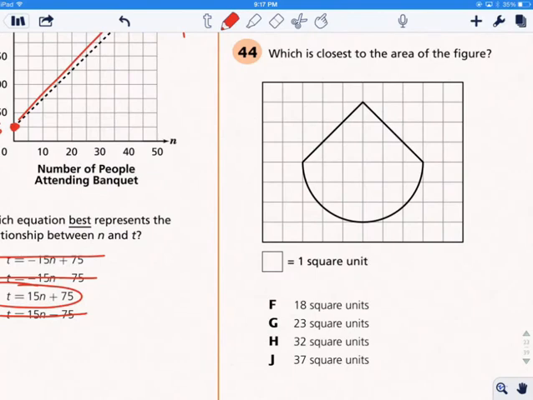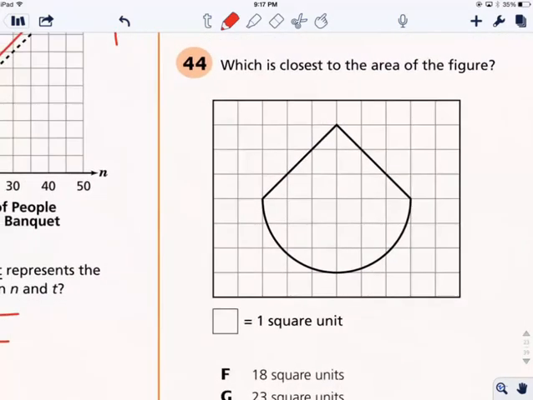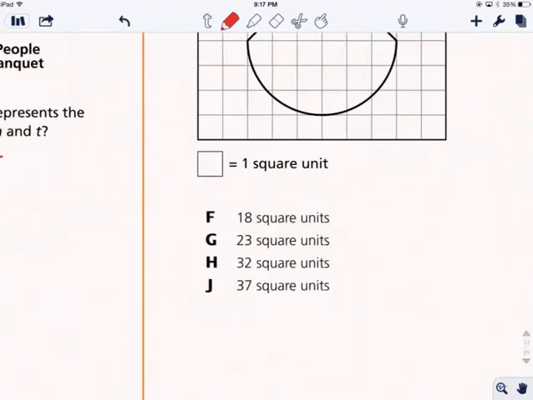Alright, number 44. You will actually not see any problems like this on the EOC, where you have to determine the area of a shape on a plane grid. But in case you were curious, the correct answer choice is G.